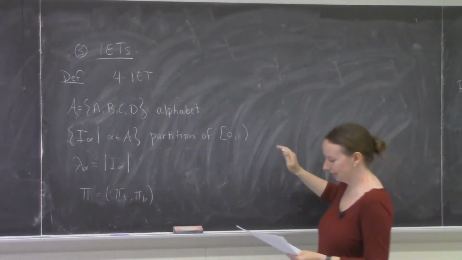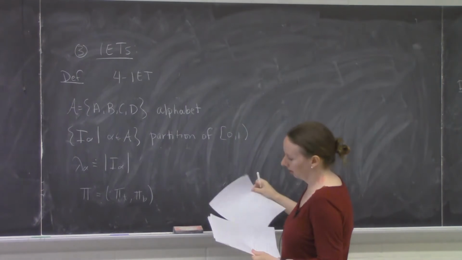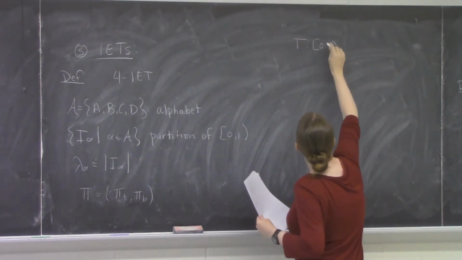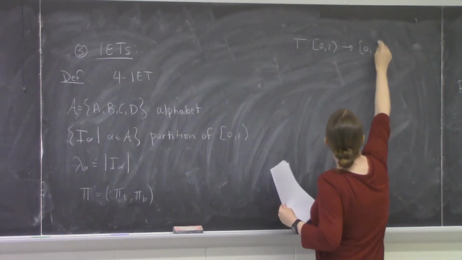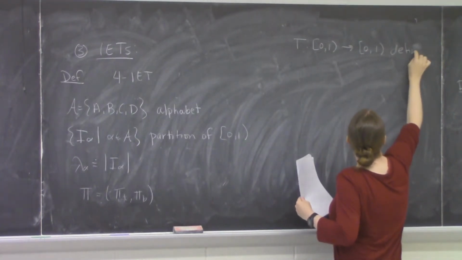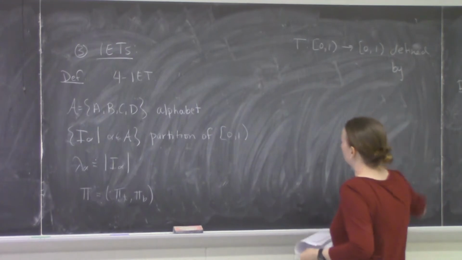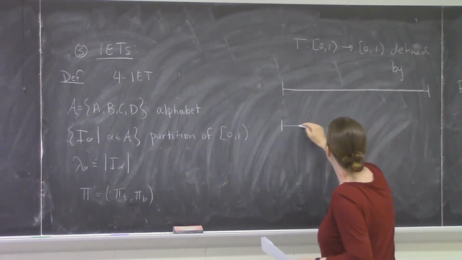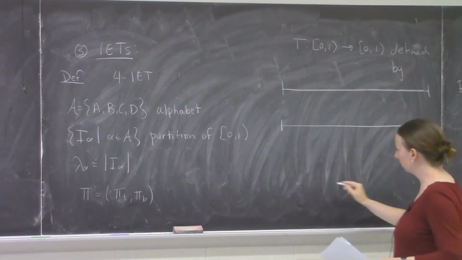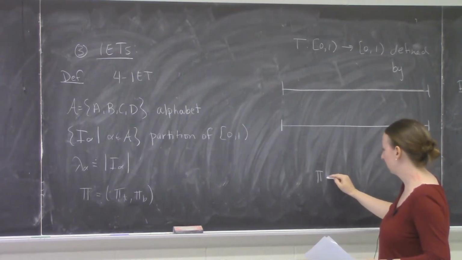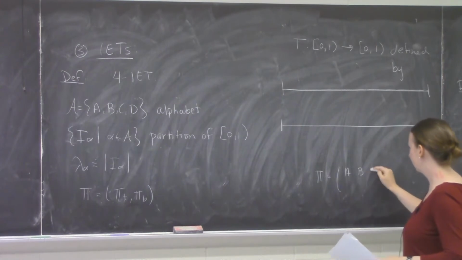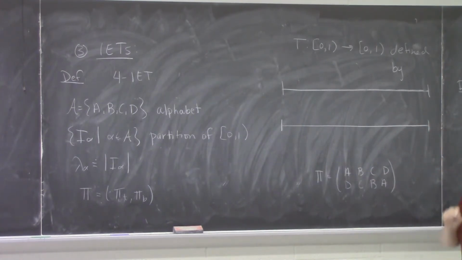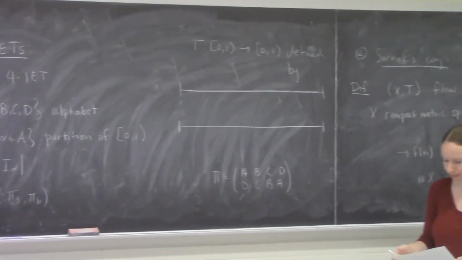Okay, so now what is the IET? Right. So T is a map from [0,1) back into [0,1), defined by... And I'm going to draw it for one particular permutation. So I'm going to assume here that my permutation is A, B, C, D goes to D, C, B, A, say. It's a perfectly valid one, right?